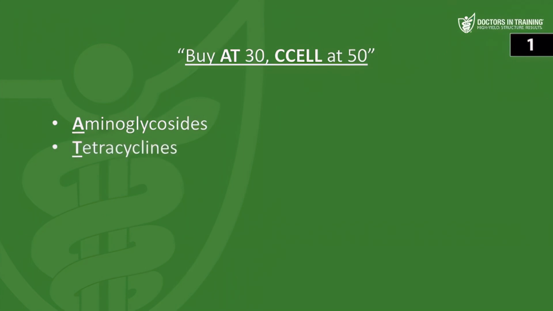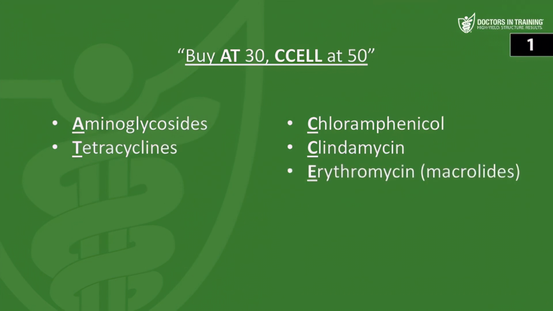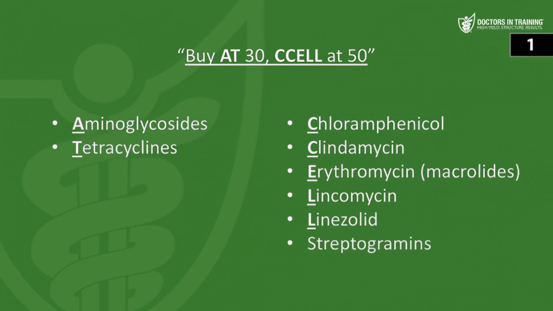Now let's move on to the 50. So sell at 50, CCELL. The first C is for chloramphenicol. The second C is for clindamycin. E is for erythromycin and the other macrolides like azithromycin, clarithromycin. Lincomycin is another one. Linezolid is another one. And then also think of the streptogramins.